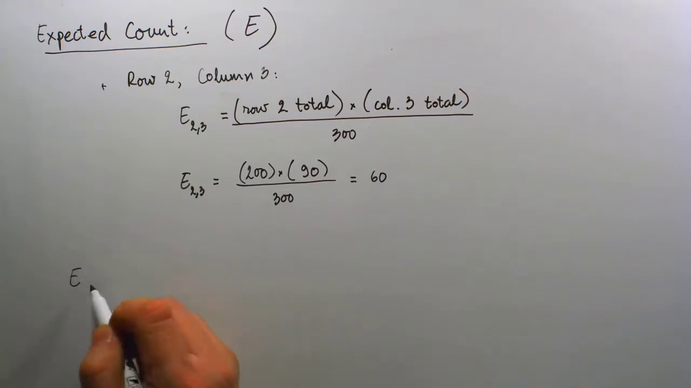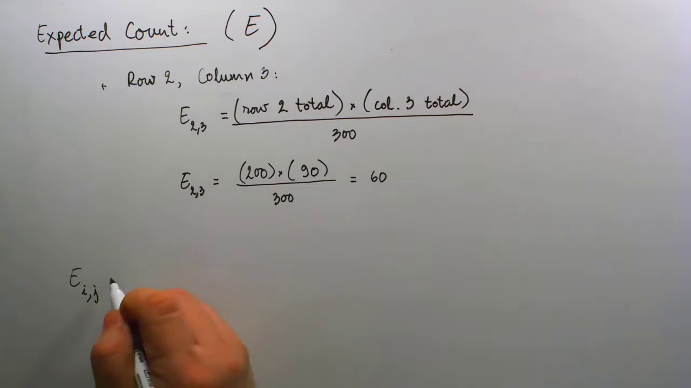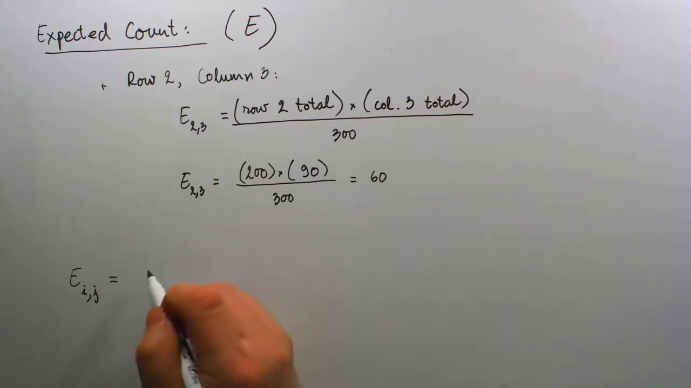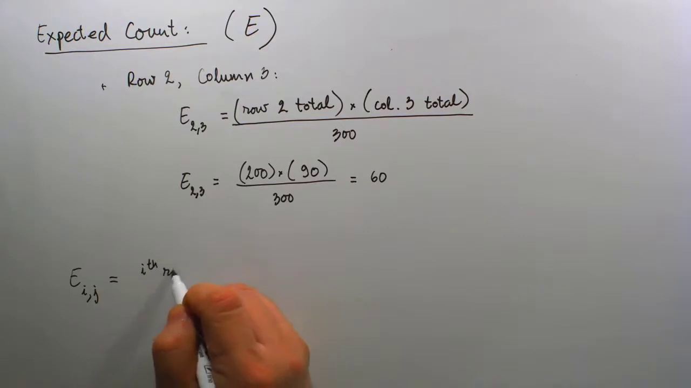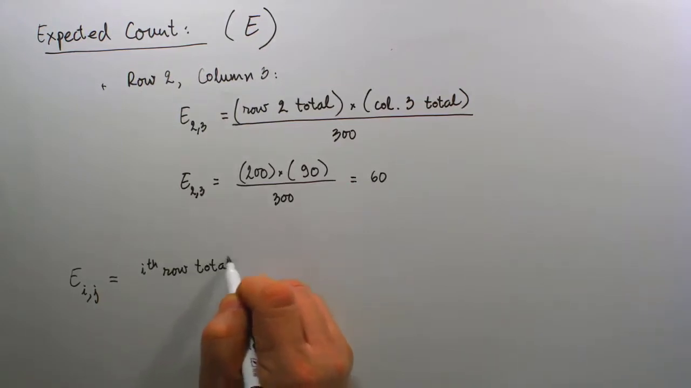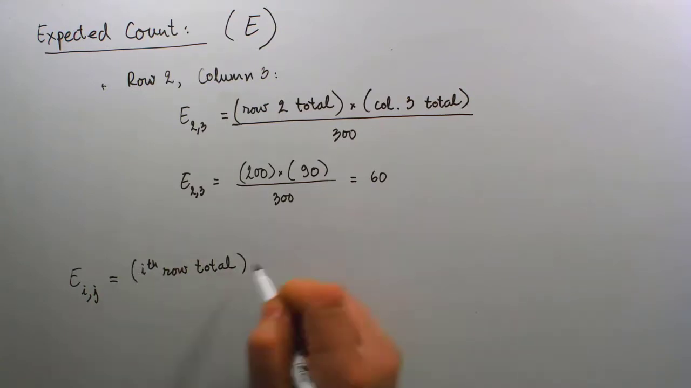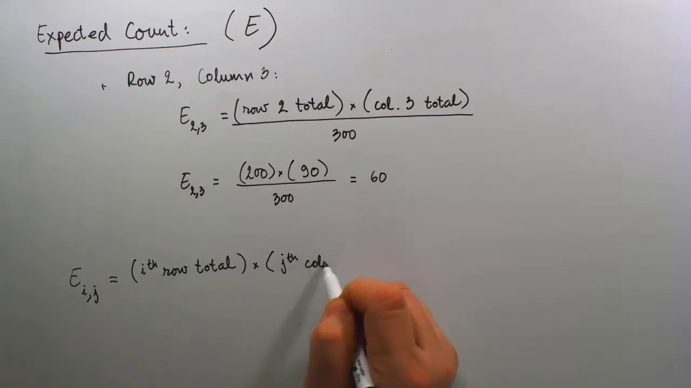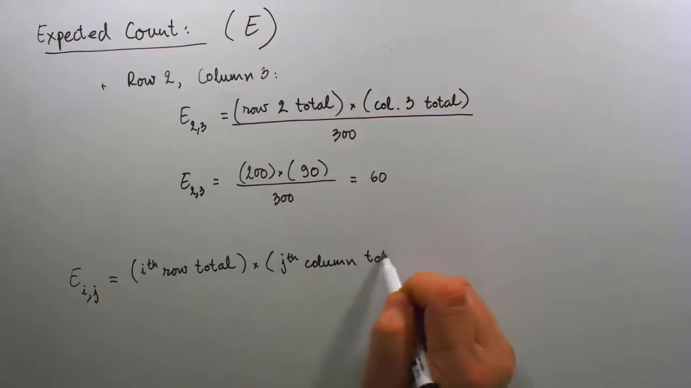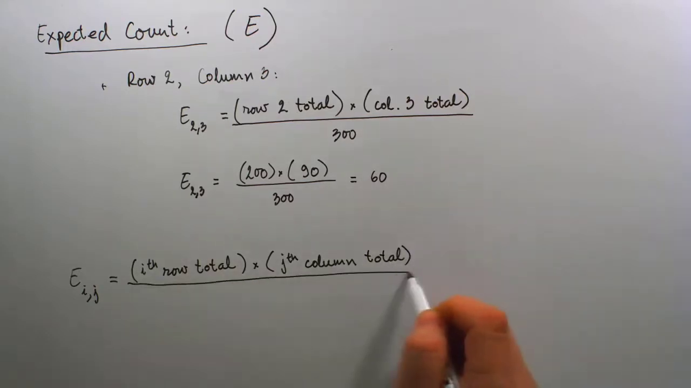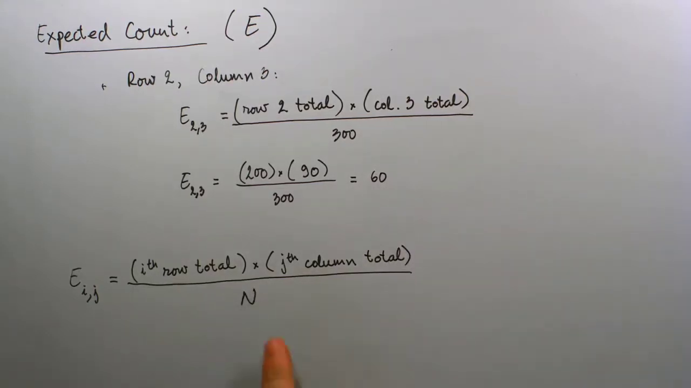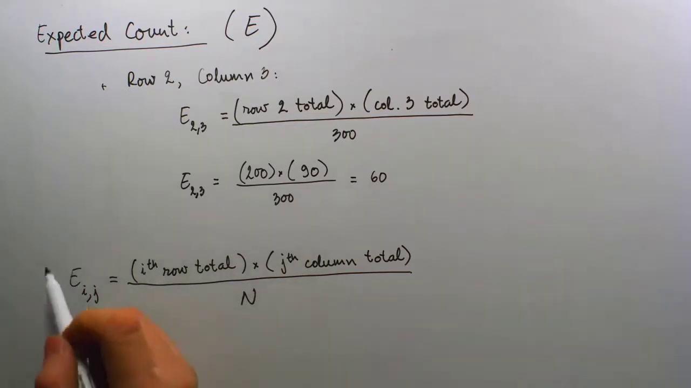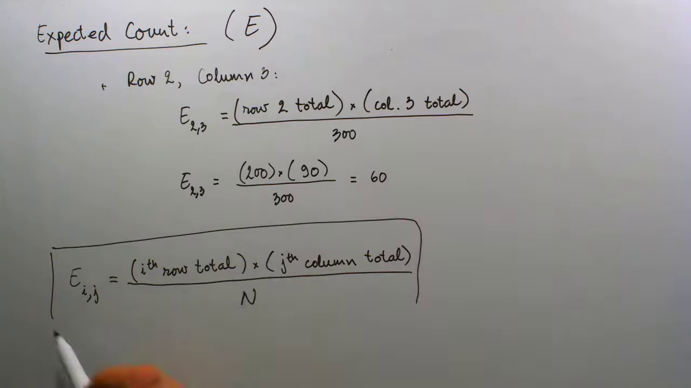Expected count at any entry, so let's say at some ith row and jth column. That's what the E_ij is for. The way we have been doing it is that we go with the ith row total, the total on the ith row, and multiply that count with the column total on the jth column. That product is divided by n, the total sample size. This is the formula that we use to calculate the expected count.